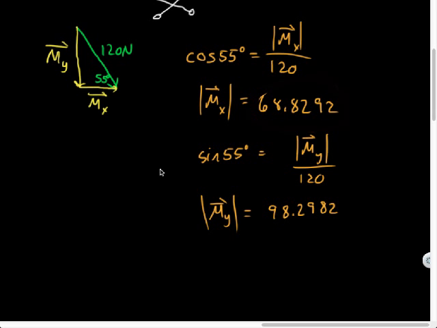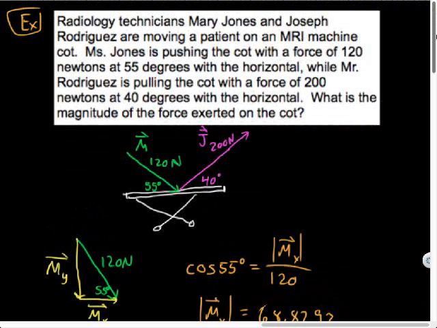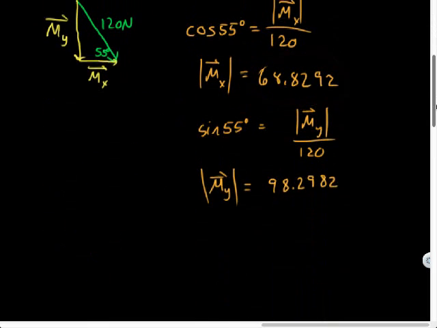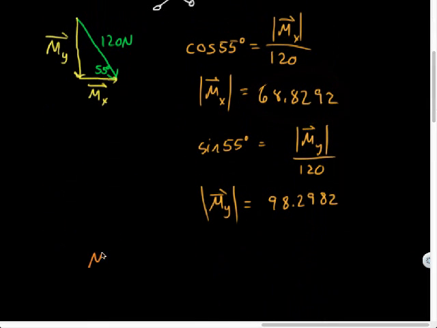So that means that the Mary vector, is her name Mary? Am I being disrespectful? Is it Mary Jones? Mary Jones, her vector is the following. So I could write this as 68.8292, comma, 98.2982. Right? So there's the Mary vector.